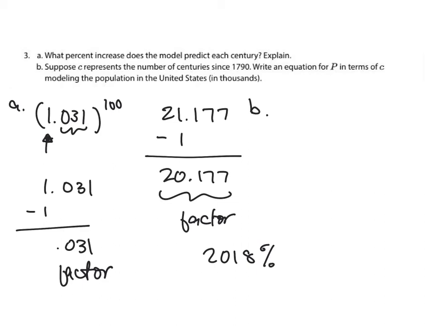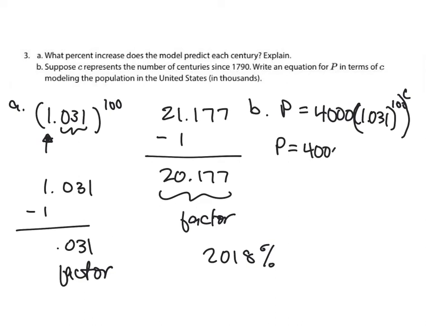Suppose C represents the number of centuries since 1790. Write an equation for P in terms of C. I'm going to raise that to the 100, raised to the C, just like we did for the decade. I could also change that to 20.18 to the C to account for the 1.031 raised to the 100. All I did there was take 1.031 raised to the 100, subtract 1 of the original, and get something without the 100 to the power of 100 in there. So, all right.